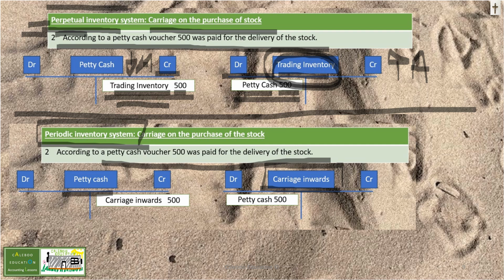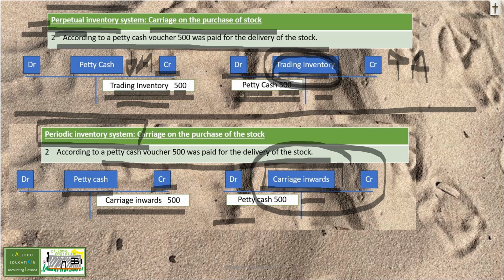And petty cash was credited, a decrease in assets. Importantly, a difference: carriage inwards, instead of trading inventory, was debited, and it is an increase in expense.